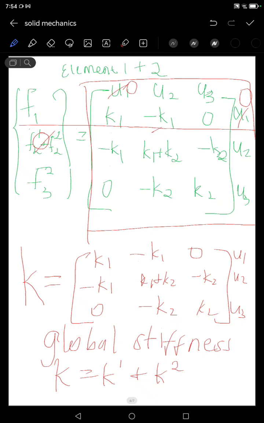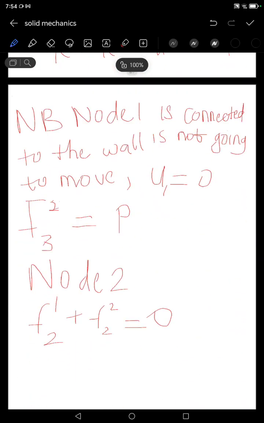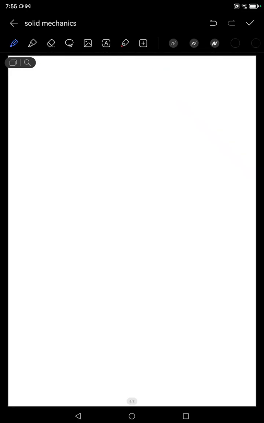Okay, so now let's write the equations. We're going to have f1 equals k1 u1. We all know that u1 is 0, so we're going to substitute that. So it's going to be k1 times u1 minus k1 u2, and then 0 multiplied by u3, which is 0. This is our first equation.